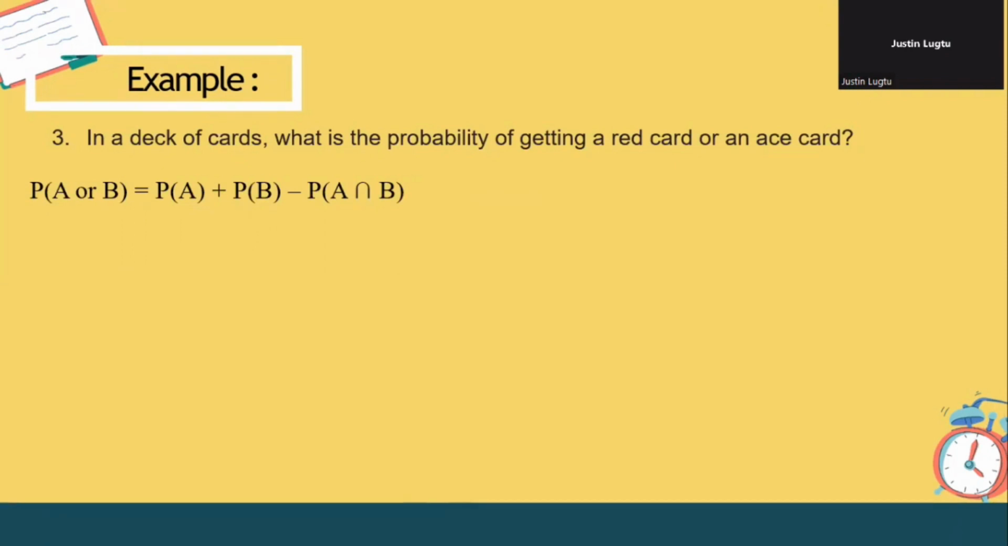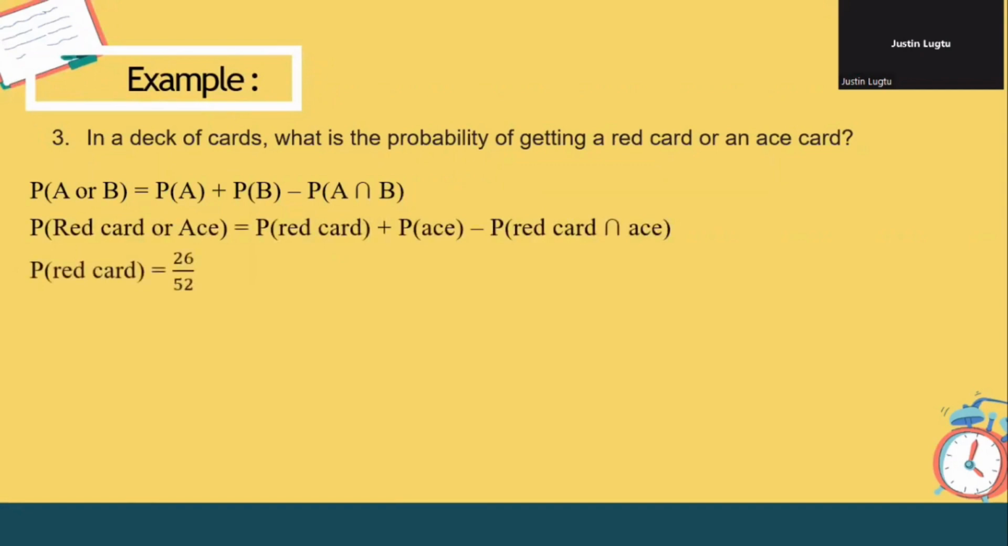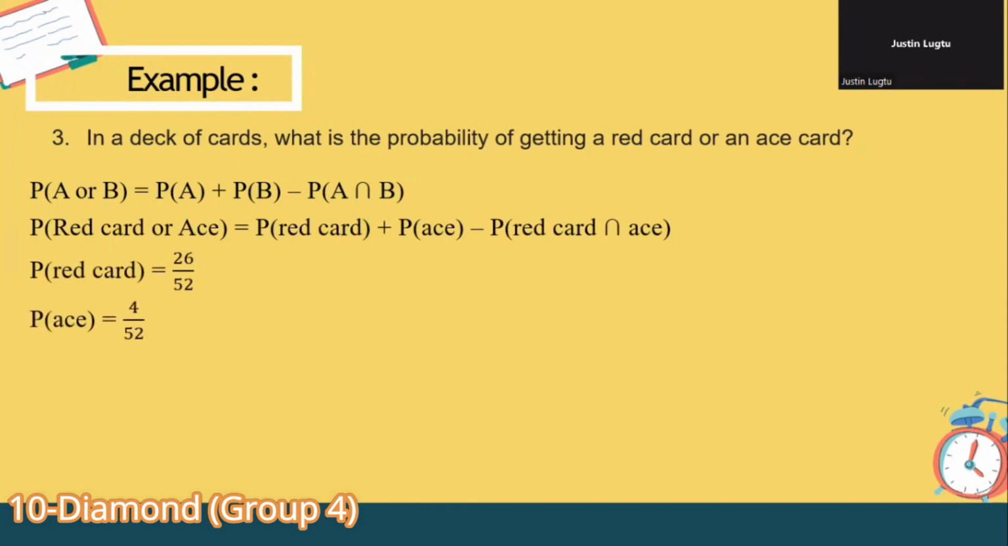first, and that is 26 over 52. And the probability of getting an ace, and that is 4 over 52. Then the probability of getting a red card and an ace, and that is 2 over 52, since there are two aces in red cards, and those are ace of hearts and ace of diamonds.